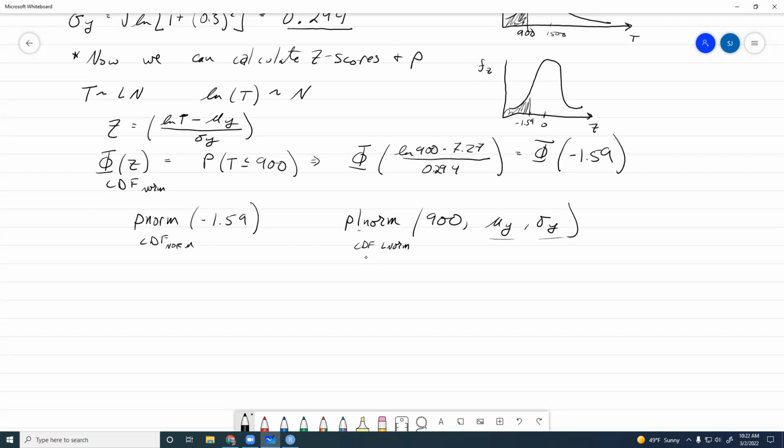And that gives us a value of, I'll just write it out this way, phi of negative 1.59. If we look that up in our tables, we get 0.0559. And what's that the probability of, just to remind ourselves? T is less than or equal to 900. Great. Okay. Wow, so that was a journey, and we're only halfway there.